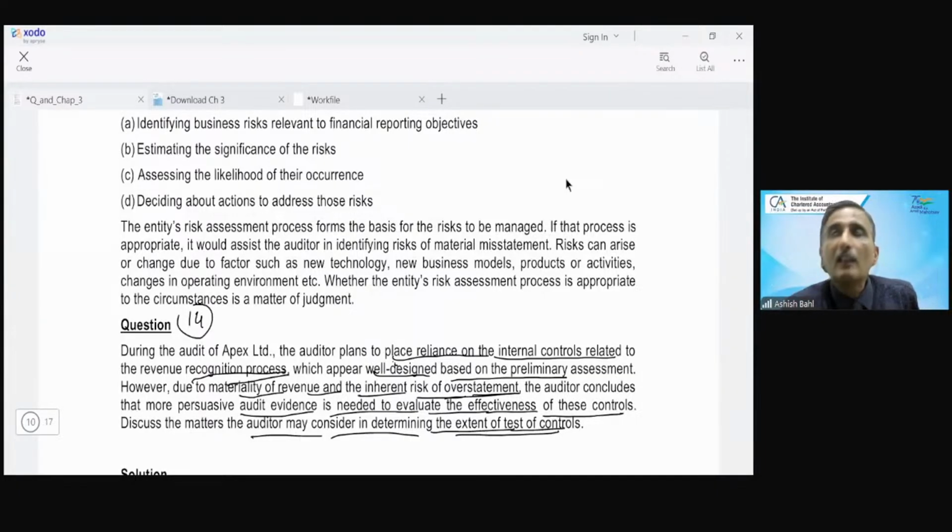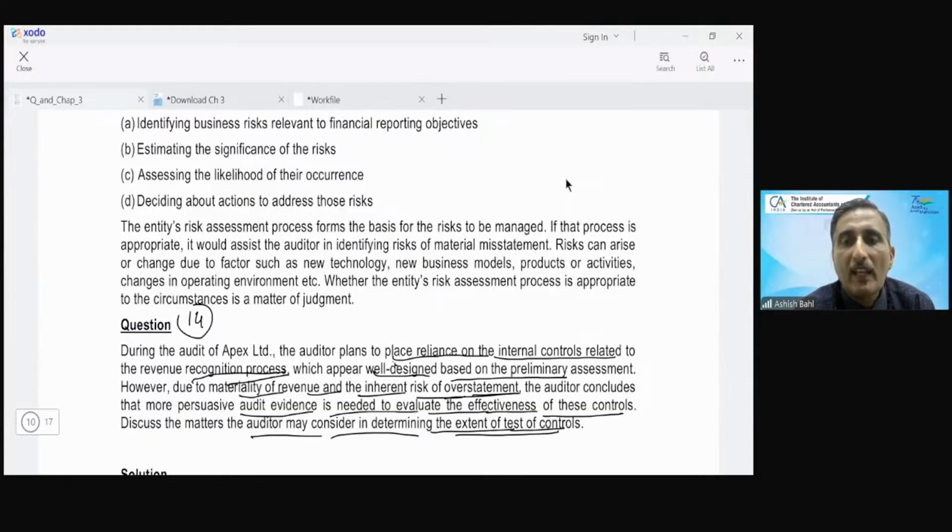So although the auditor is satisfied that controls exist for revenue recognition, for their proper measurement, but still because of the risk involved in revenue recognition, he thinks that more persuasive audit evidence, more comforting audit evidence is required to evaluate effectiveness of internal controls. Okay, so which matters the auditor may consider in this regard?